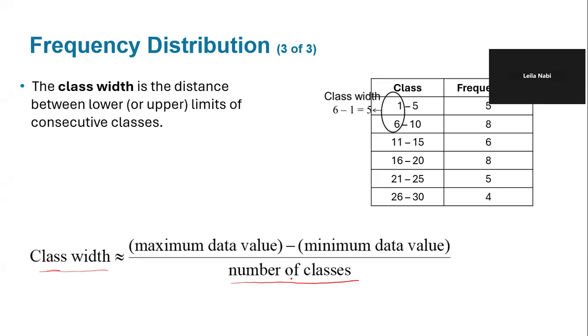When you find the class width, you start from the lowest number in the data set and then add the class width. If the class width is 5, you add 1 plus 5, get 6 for the second class. 6 plus 5, 11 plus 5, 16 plus 5, 21 plus 5. After finding all the lower class limits, we start finding the upper class limits. Since we don't want any overlap between the classes, if the second class starts at 6, we end the first class at 1 less than the other.